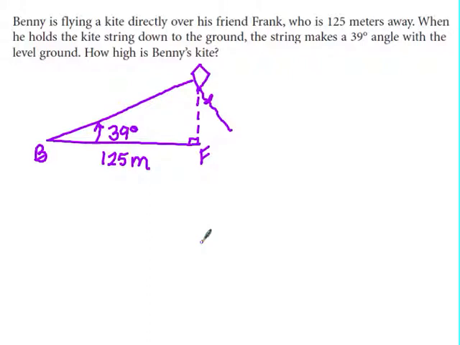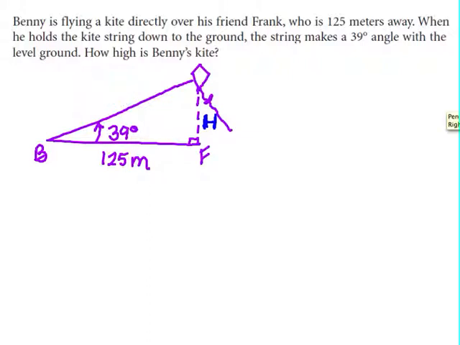How high is Benny's kite? That's what I need to find. So am I going to be finding this distance here or this distance here? The top one, because that refers to how high it is. This distance over here, the hypotenuse, would actually be how much string Benny had out, or how far Benny was from the kite. So now I've got to find H, so let's label sides.